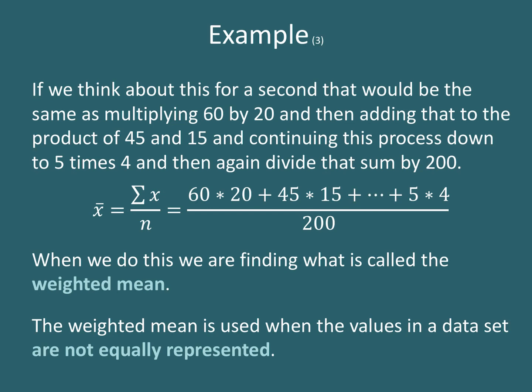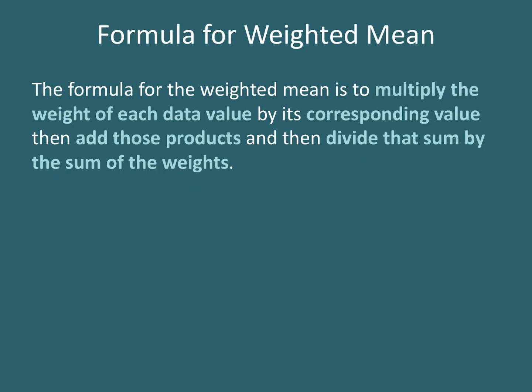The weighted mean is used when the values in the dataset are not equally represented. The formula for the weighted mean is to multiply the weight of each data value by its corresponding value, then add those products. Then after that, divide by the sum of the weights.